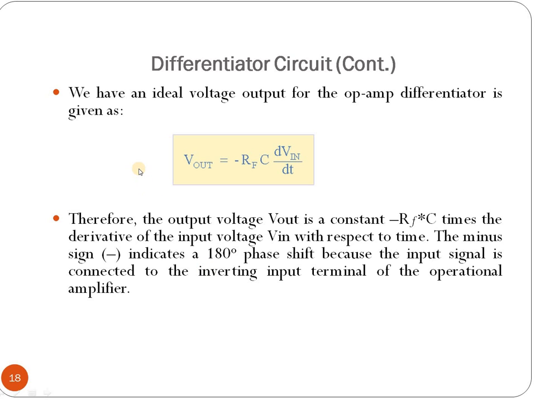The differentiator circuit equation is V out equals minus RF into C into d V input divided by dt. So this is the equation to find out the output voltage of a differentiator circuit. Here also RF and C are constant, they are not differentiated by time, so the only differentiated variable is the input voltage V in.